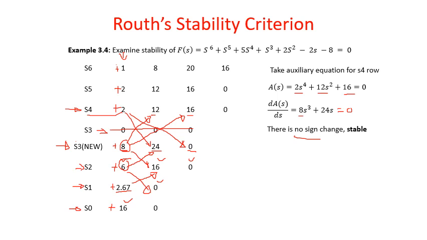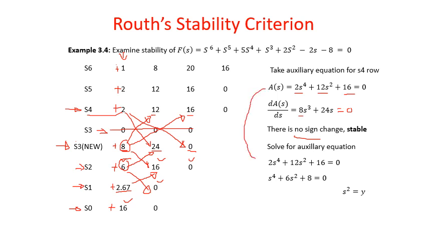But as we had used the auxiliary equation, we need to solve for the auxiliary equation. So for solving the auxiliary equation, we use this equation itself only, that is 2s to the power 4 plus 12s square plus 16 equal to 0. This can be simplified by dividing throughout by 2. So it will be s to the power 4 plus 6s square plus 8 equal to 0.